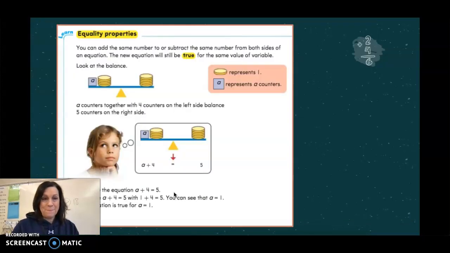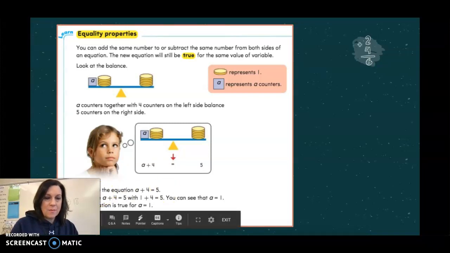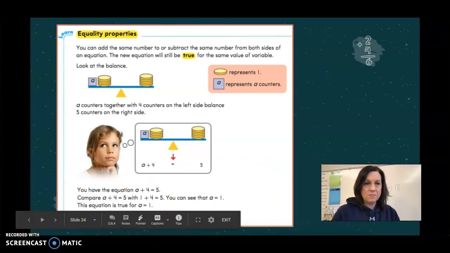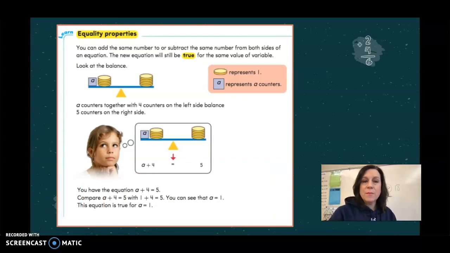All right, let's talk about equality properties. So you can add the same number to or subtract the same number from both sides of an equation. The new equation will still be true for the same value of the variable. So take a look at the balance.